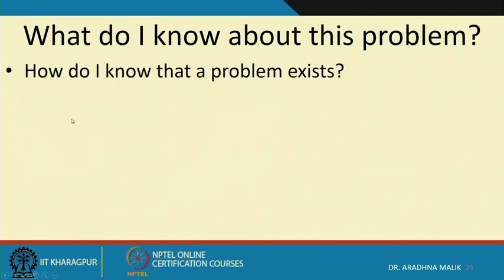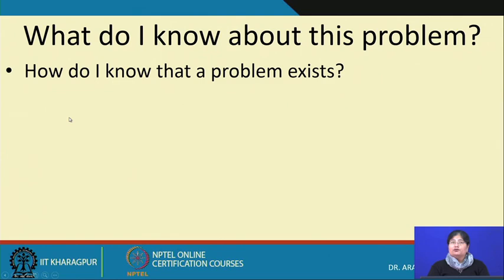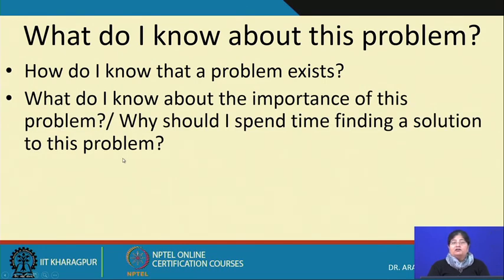Now, what do I know about this problem? How do I know that this problem exists? So, you need to describe that. You will find that out through a study of the literature. What do I know about the importance of this problem? Why should I spend time finding a solution to this problem? So, you need to write down all of that.